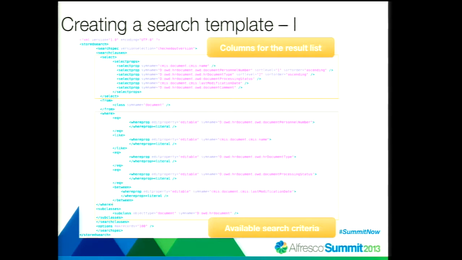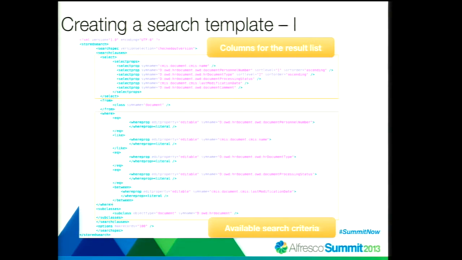So a search template is basically an XML file, an XML template. This template consists of some parts. It's similar to an SQL query. So I've shown it here on this picture. The first part is this select statement. Here you can define which columns should be available on your result list. So that's one configuration option.